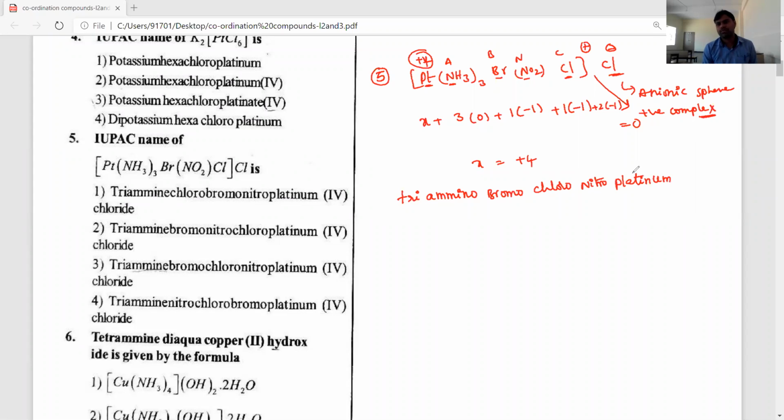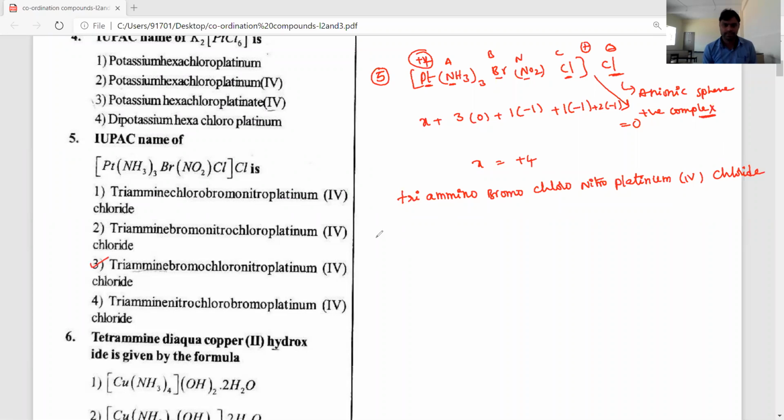Because it is the positive complex compound, the platinum name is the same, platinum only, not platinate. Platinum 4. Anionic sphere name: whether 1 chlorine or 2 chlorine is present, in the anionic sphere we simply write chloride. So the answer is triamine, bromo, chloro, nitro, platinum 4 chloride. So the third option is correct.